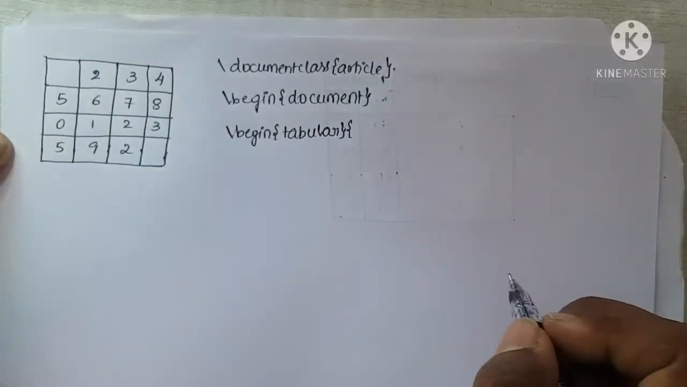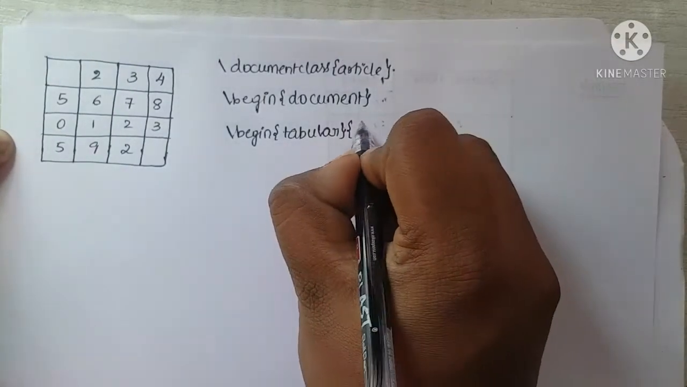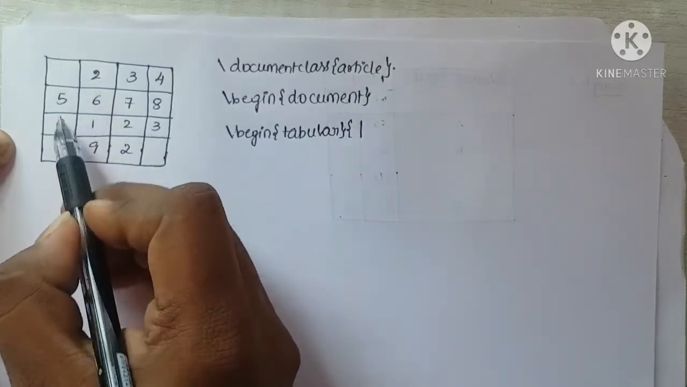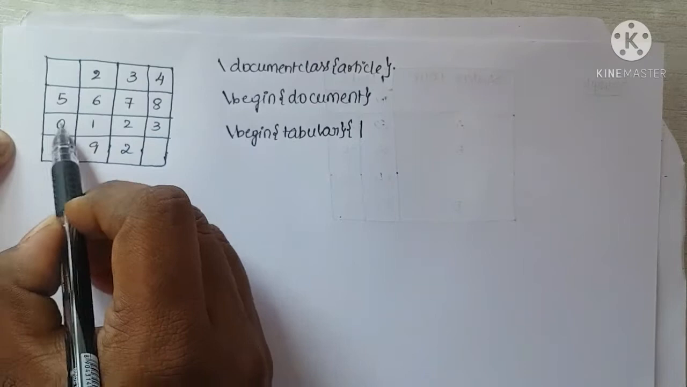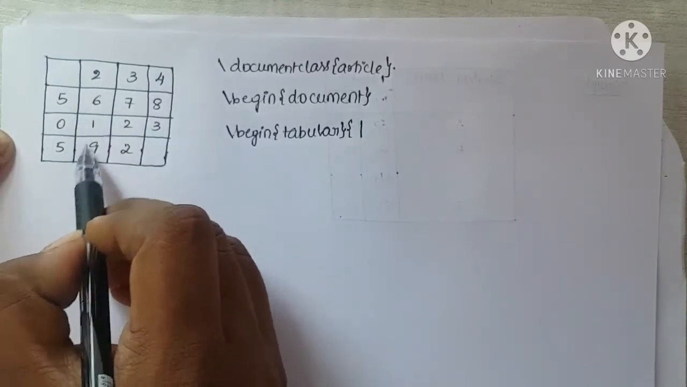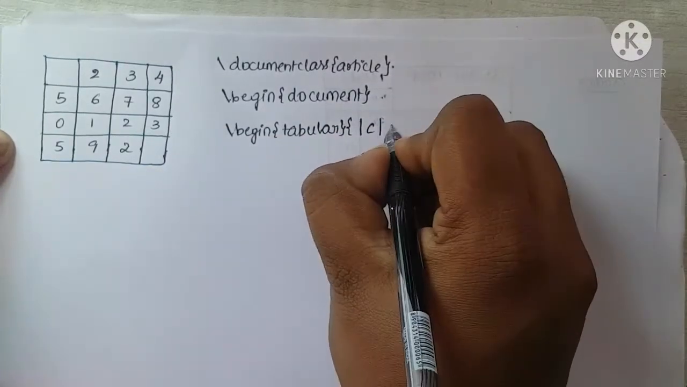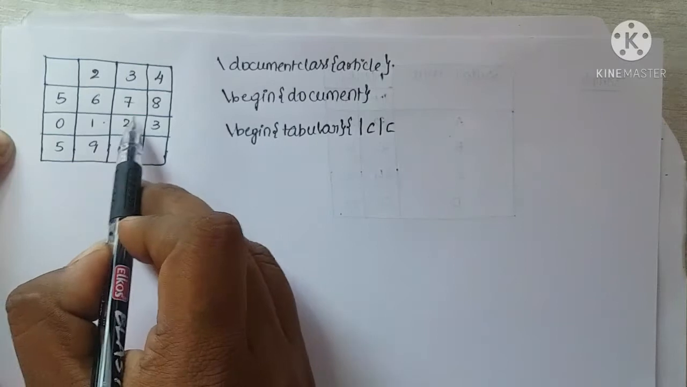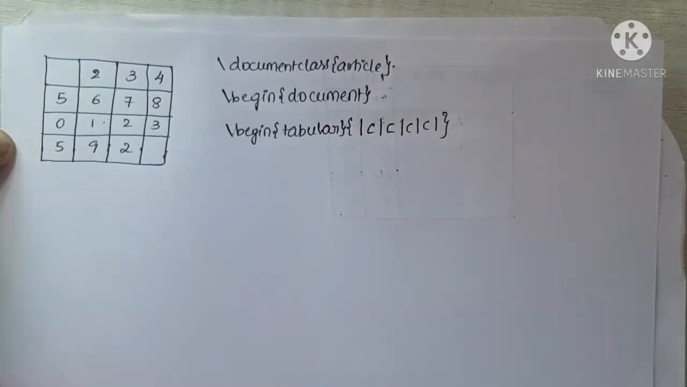Within curly brackets, you need to mention how many columns we need. 1, 2, 3, 4. First column, and what is the position of first column elements? First column elements are aligned at center. If you observe, all the elements are aligned at center, right? So c. One more, c. How many do we need? 1, 2, 3, 4 columns. So c, c, c. Is this clear? So there are 4 columns.